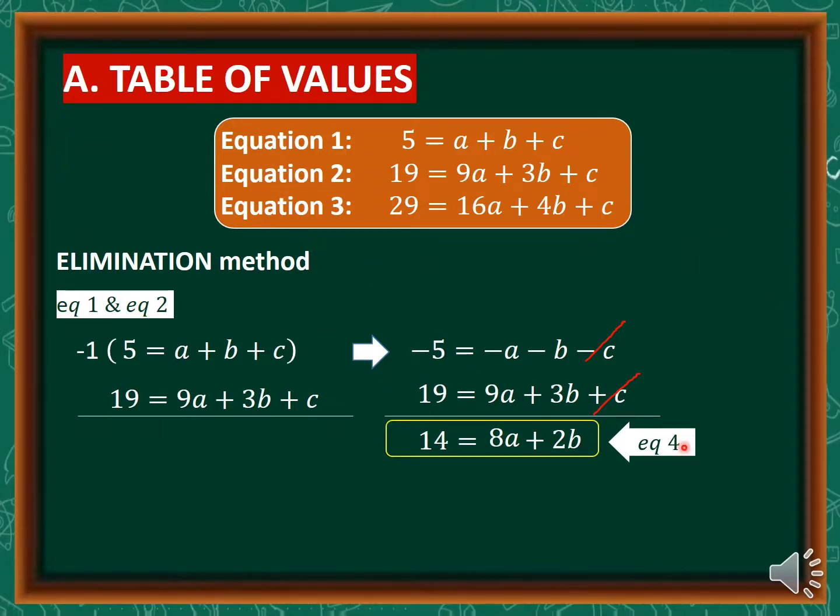Ma'am, ano ba yung target natin? Ang target po natin is to find the values of A, B, and C. Yun yung makakatulong sa atin para makabuo ng quadratic function sa mga table of values na yan. Since we already have our equation number 4, 14 equals 8A plus 2B, isip tayo, ano pa yung pwede nating gawin?